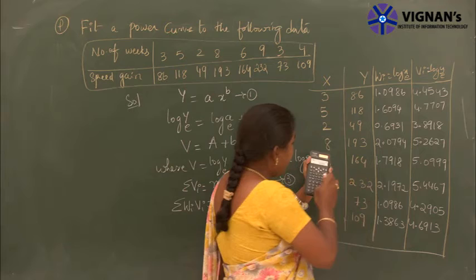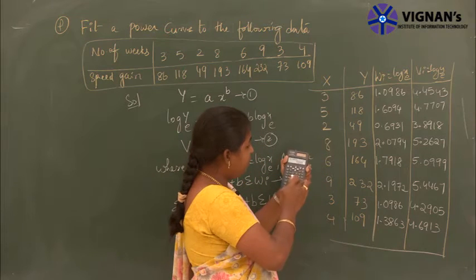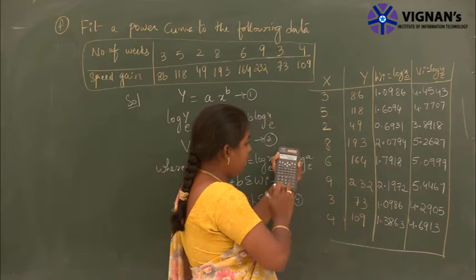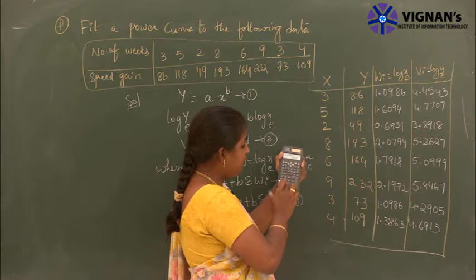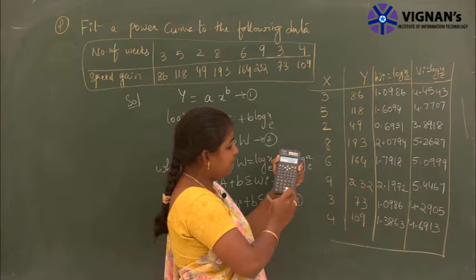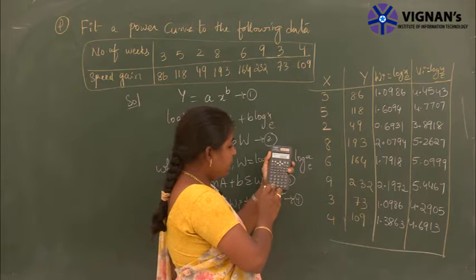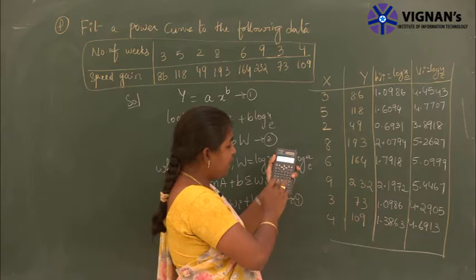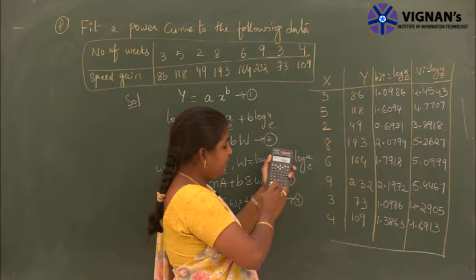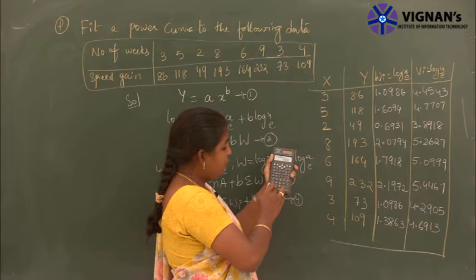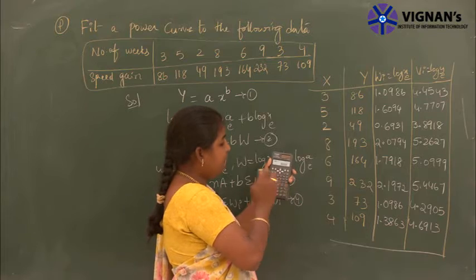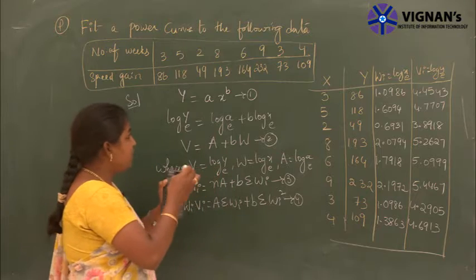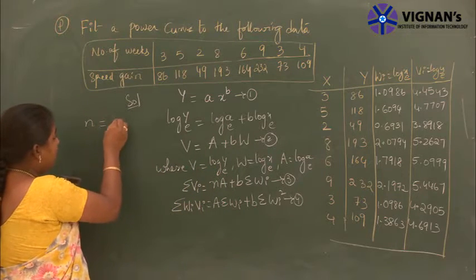Next 1.7918 comma 5.0999 M plus. Next 2.1972 comma 5.4467 M plus. Next 1.0986 comma 4.2905 M plus. Next 1.3863 comma 4.6913 M plus. So after giving all the values, we get n equal to 8 here. So n equals 8.